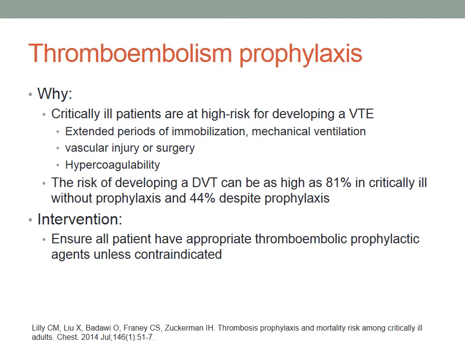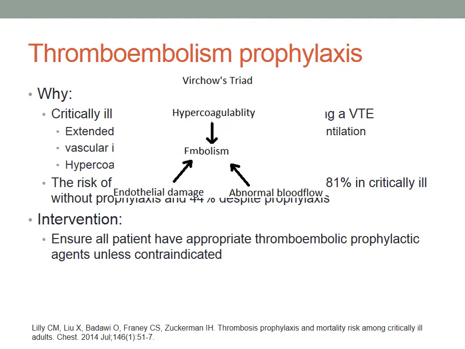DVTs are a preventable outcome of ICU stays. They can lead to pulmonary embolism, which can lead to mortality, and if they don't, they still require 3 months of anticoagulation after identification. Critically ill patients are at a high risk for developing a VTE, or a venous thromboembolism. Virchow's triad, a postulate of the risk factors needed to develop an embolism, states the patient must have hypercoagulability, endothelial damage, or abnormal blood flow in order to develop a clot.